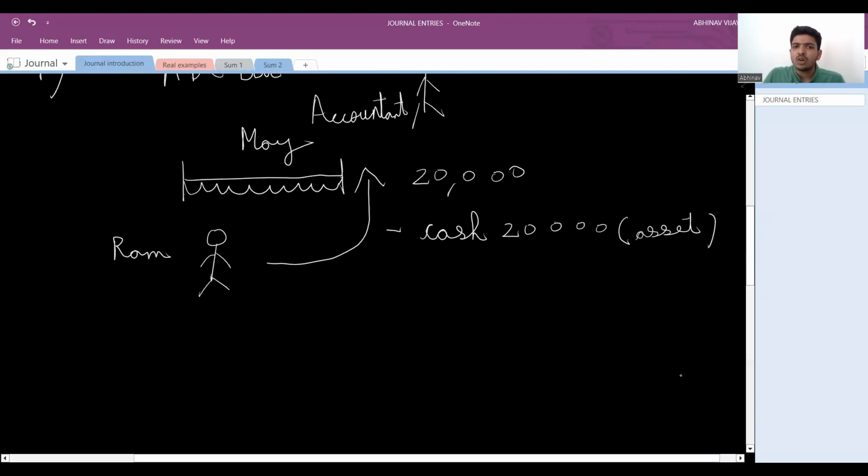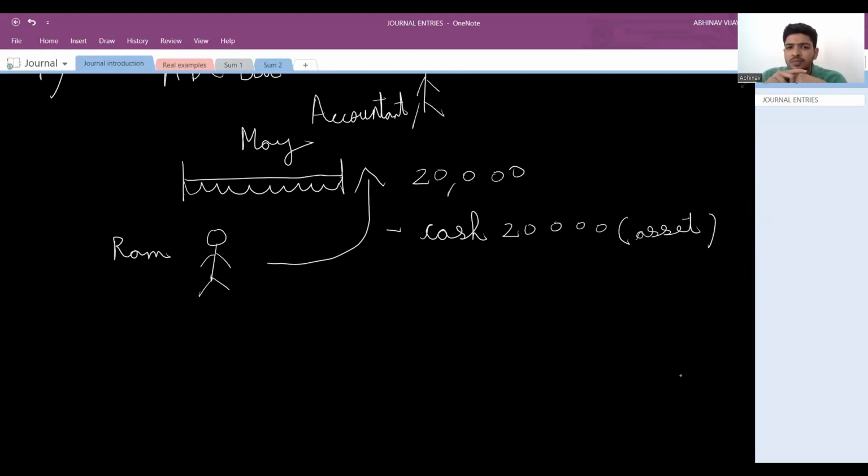Now, accountancy works in a double entry system. Double entry means you have to tell them the impact on your business and then tell them the reason for the impact. So the impact on the business is cash in your business gets reduced by 20,000 rupees. What is the reason for this impact? When I say reason, that time you have to mention salary.